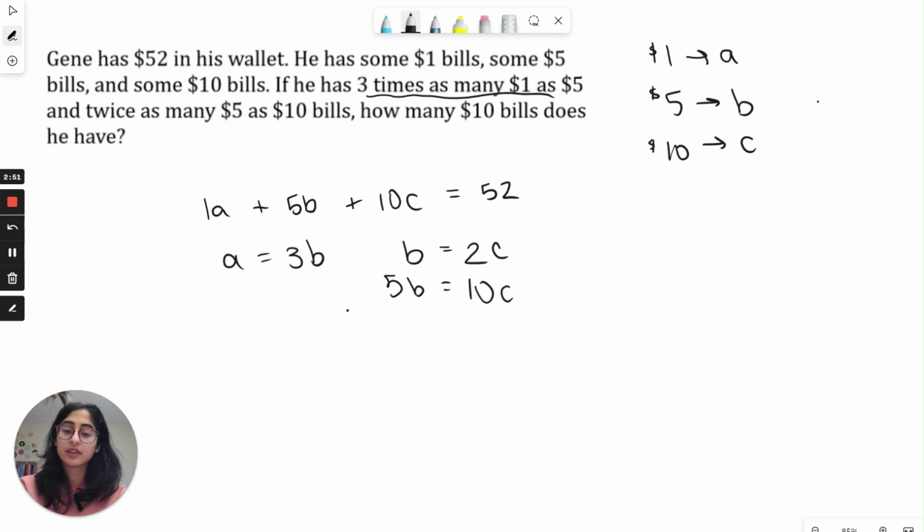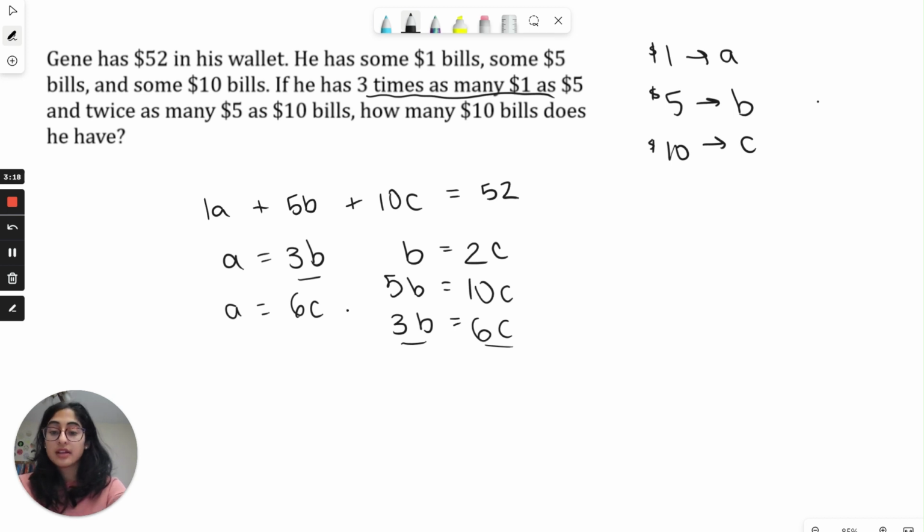But what about here? This just gives us the relationship between A and 3B. Well, if we think about it, we know that 3B is equal to 3 times 2C, which is 6C. So that means if A is equal to 3B and 3B is equal to 6C, well, that means A is equal to 6C.